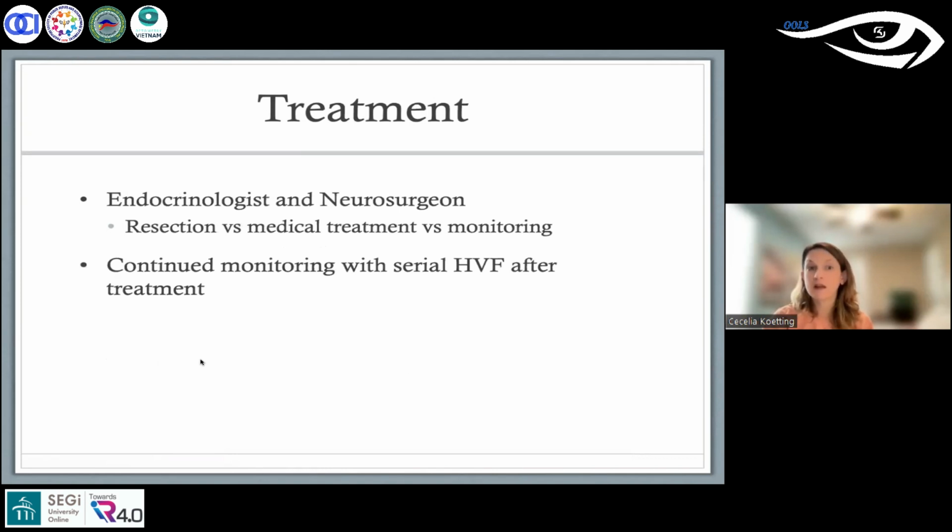Treatment is going to go, again, endocrinologist, because we have to find out, is it secreting or non-secreting, and then a neurosurgeon. And they may do a resection. They may do medical treatment to try to shrink it, or they may just monitor. A lot of these are monitored.